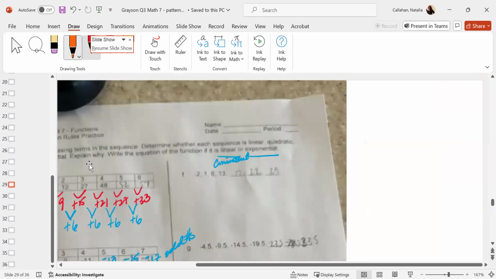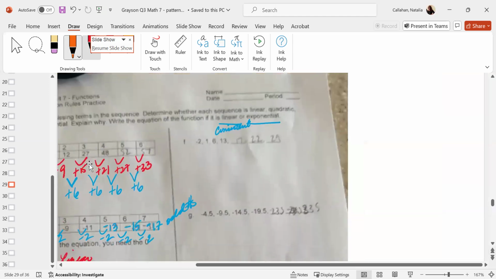Okay, let's go into F. So you got 17, 22, and 29. What is your pattern? What are you doing? How'd you get 17, 22, and 29? Because it should not be 29. That's wrong. And it should not be 22.